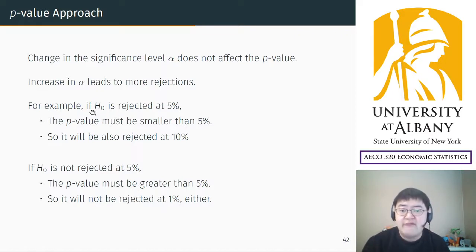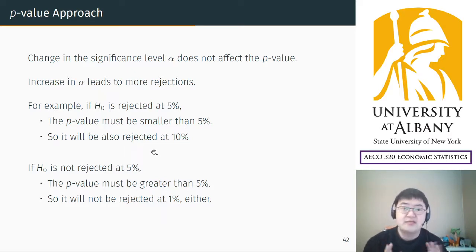However, if H0 is rejected at 5%, I don't know if it will be rejected or not at 1%, because all it tells you is that the p-value is smaller than 5%. I cannot say if it's smaller than 1% or greater than 1%. So I don't know what will happen when you change the significance level to 1%. Similarly here: not rejected at 5%, but when you increase the significance level to 10%, I don't know. You cannot tell what would happen in that case.